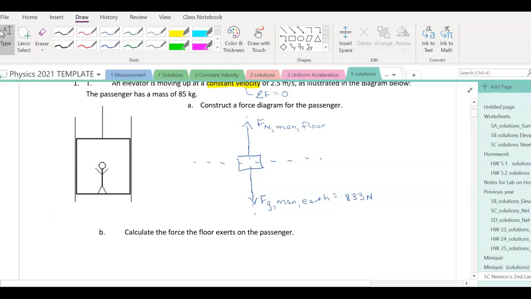Okay, those are our only two forces. And so if we wanted to calculate the force that the floor is exerting on the passenger, we know that the net force in this situation is zero because of the constant velocity. If we look at the force diagram and add up these forces, the net force is the normal force minus the force of gravity. Therefore, the normal force equals the force of gravity, which equals 833 newtons, when the elevator is moving at a constant velocity. Those two things are equal.